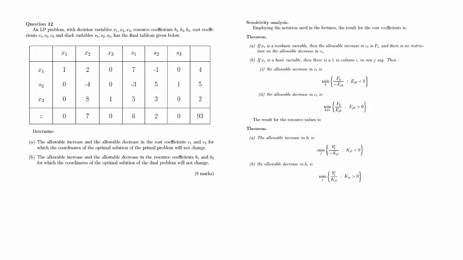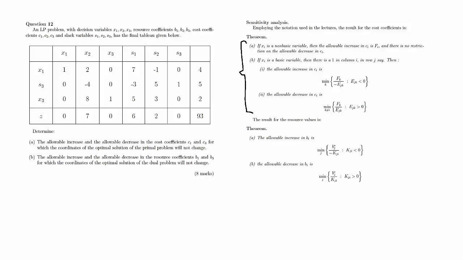In part A, we're asked to find the allowable increase and allowable decrease for some cost coefficients so that the coordinates of the optimal solution don't change. This is covered by the first part of the theorem. You can see from the statement of the theorem that we're going to need two pieces of information. Firstly, to find the increase and decrease for the cost coefficient CI, we need to know whether the corresponding variable xi is basic or not.